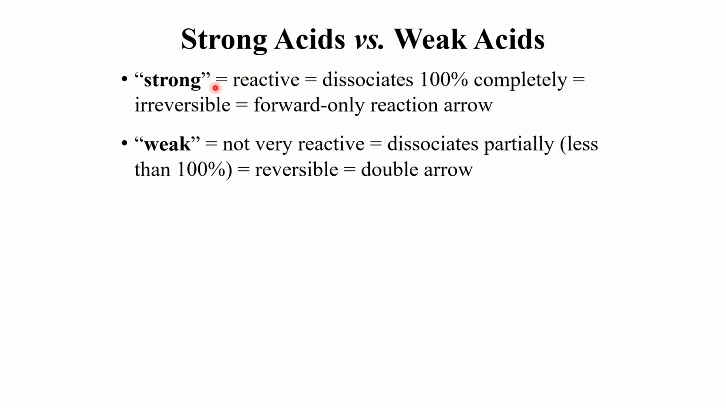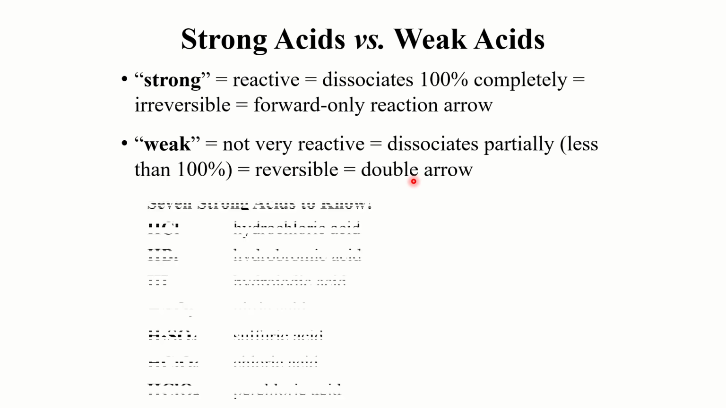but a strong acid is one that is extremely reactive. It dissociates 100% completely. It's irreversible, and we have a forward-only reaction arrow. A weak acid is one that is not very reactive. It dissociates partially, so less than 100%. It is reversible, and so we use a double arrow.